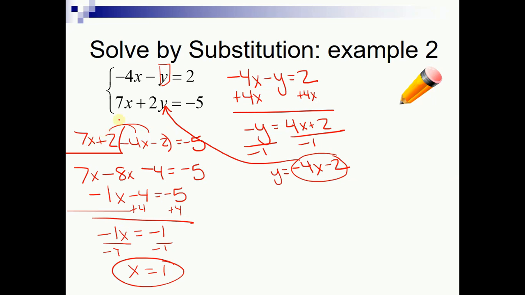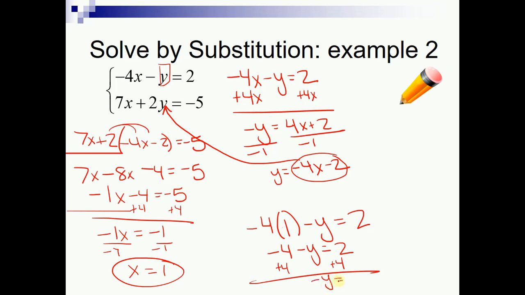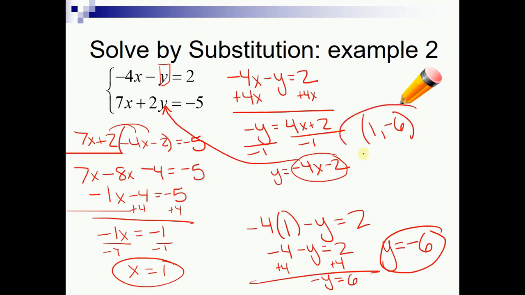So I'm going to do the negative 4x minus y equals 2. Not as hard of math. So negative 4 times 1 minus y equals 2. So I get negative 4 minus y equals 2. Add 4 to both sides. Negative y equals 6. So y must be equal to negative 6. Just because of the negative, I'll divide by negative 1, right? So my solution to my system is the point (1, negative 6).